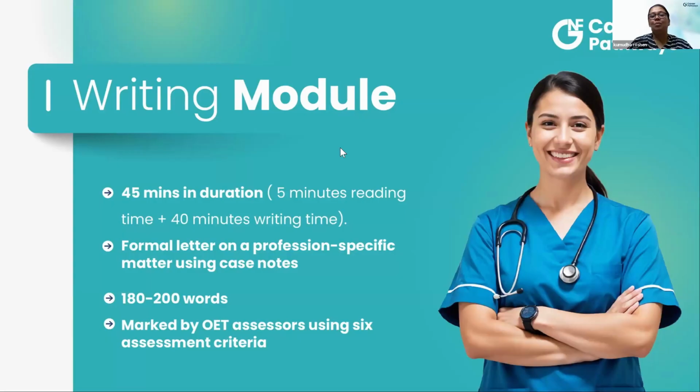Okay. Now, as all of you know, the writing module has 45 minutes time for you to write. And in that 5 minutes, you'll not be able to mark anything on your question paper. So how effectively can you make use of that 5 minutes? And after that, when they say, okay, you can take your pen and write, the time they give you is 40 minutes. And as Chris mentioned already, it's a formal letter on a profession-specific matter using case notes.